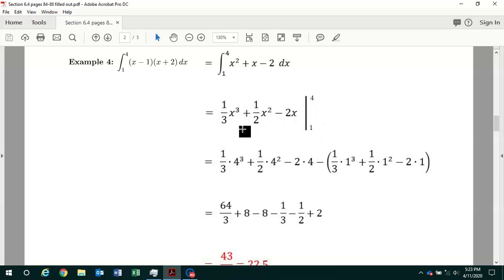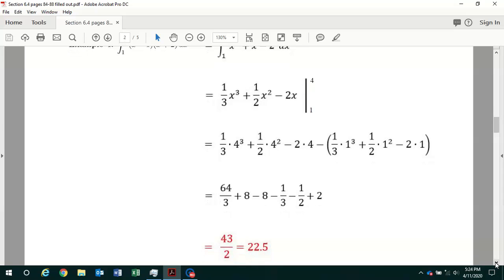So we substitute in the upper limit of integration, 4, for x, and we get this right here. And then we subtract and substitute the lower limit of integration in for x, and we put that inside parentheses so that we distribute the minus sign correctly. This first term simplifies to 64 thirds. The second term is equal to 8. Third term, minus 8. And then when we distribute the minus sign inside the parentheses, we end up with minus 1/3, minus 1/2, plus 2.